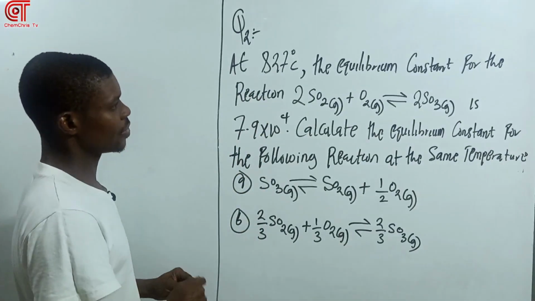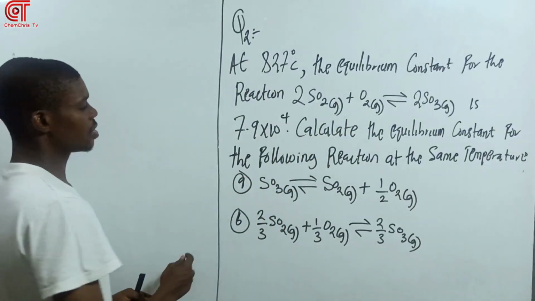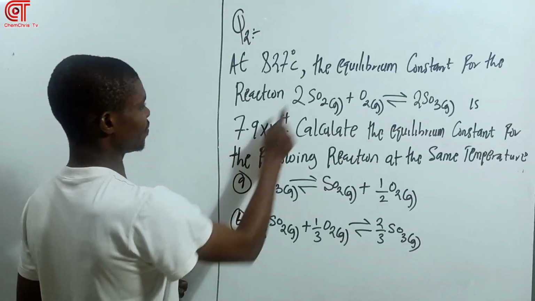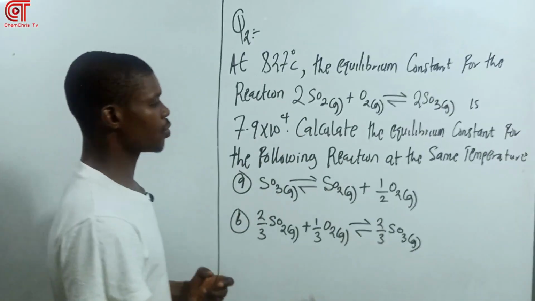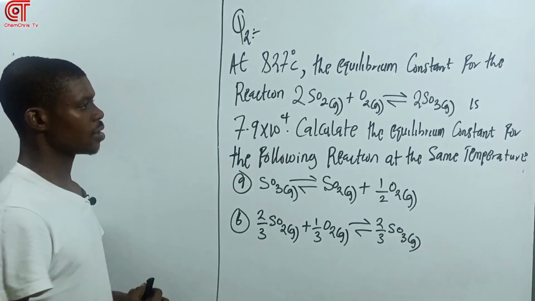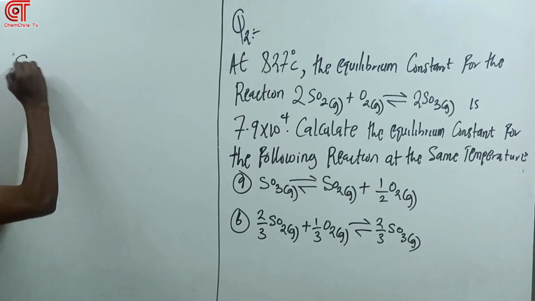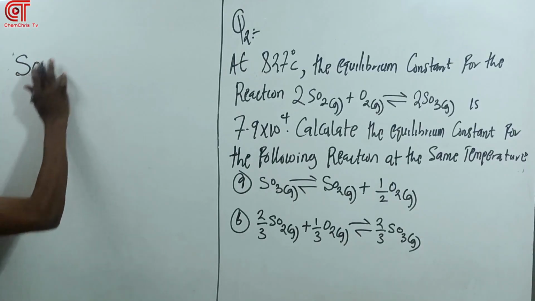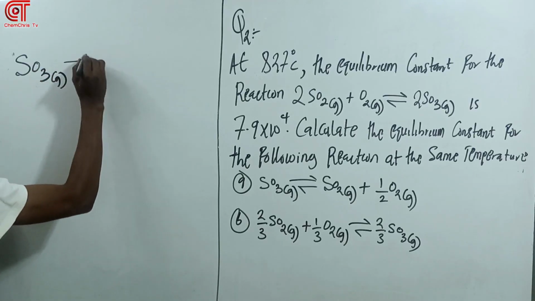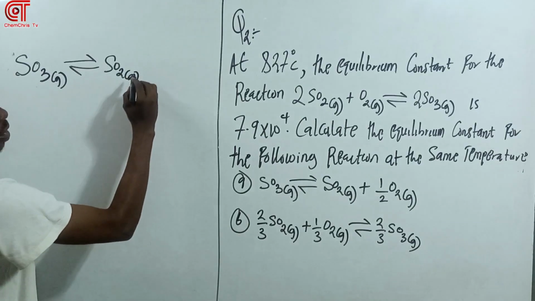At 827 degrees centigrade, the equilibrium constant for the reaction, look at the reaction here, is 7.9 times 10 to the power 4. So this is the Kc for this reaction here. Calculate the equilibrium constant for the following reaction at the same temperature. So what you want to do here, now let's write the reaction: SO3 gas, SO2 gas.